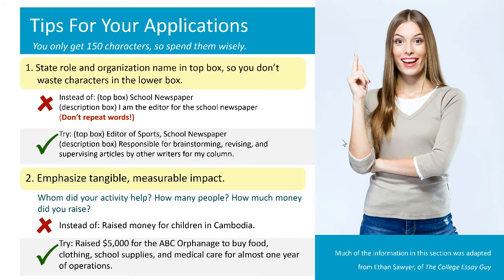You also want to emphasize tangible, measurable impact. Who did your activity help, how many people did you help, or how much money did you raise? Be as specific as you can. So instead of saying "I raised money for children in Cambodia," say something like "Raised $5,000 for the ABC orphanage to buy food, clothing, school supplies, and medical care for almost a year of operations." Or you could say for 100 children, or whatever it is, but you want to be really tangible. Versus "I raised money," and then you wonder, what did you raise, like $20? I don't know how much money you raised. So you want to be specific.